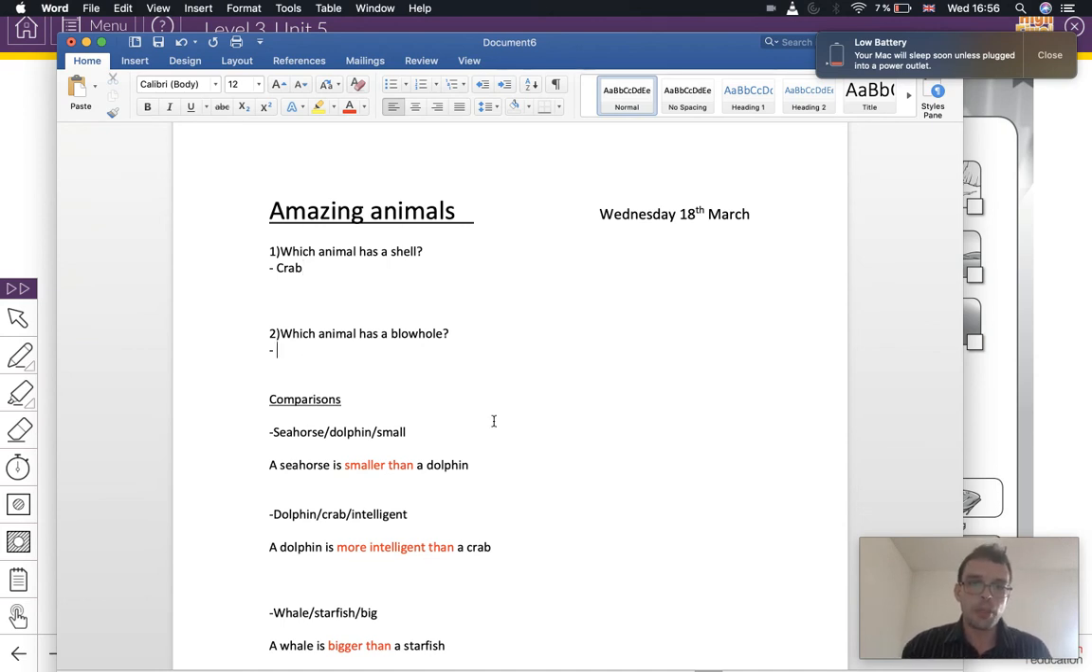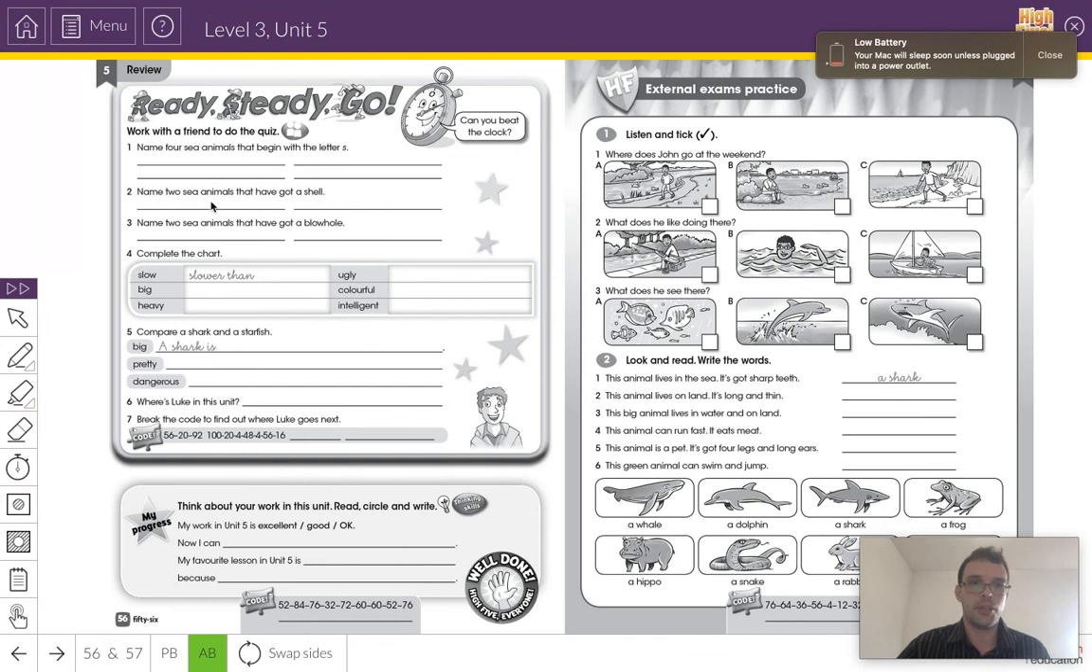Which animal has a blowhole? The hole in the back of the head to blow out the air? That's right, you got it. It's a whale. A whale has a blowhole. But there is also another animal that has a blowhole, which you will have to write in your quiz. So there's a couple of answers to help you with questions 2 and 3. But you have to think of another animal with a shell and another animal with a blowhole.